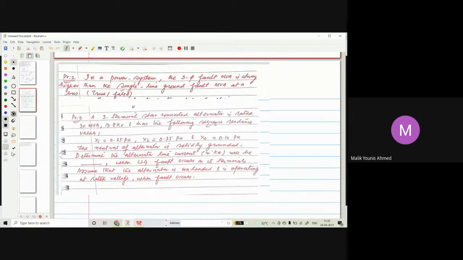The reason for this is that a fault at the terminals of the generator, the LG fault, is dangerous. Why? I will tell you why it is false. It is the terminals of the generator. When the fault occurs at the terminals of the generator, the LG fault is dangerous because the fault MVA will increase there. The fault MVA is going to increase.